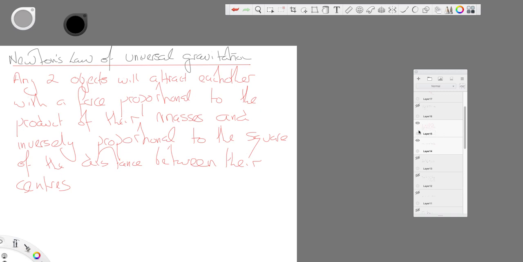And when we're talking about circular motion around the Earth, we are talking about the radius of the orbit being from the centre of the Earth. You'll probably remember that.